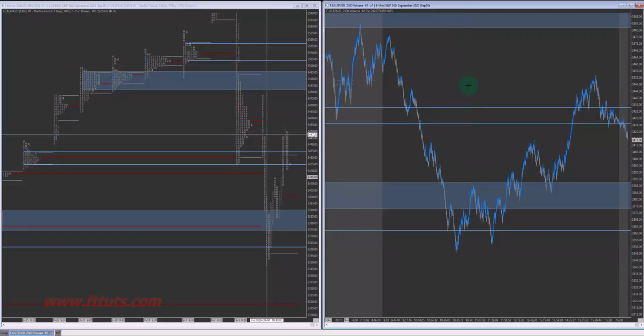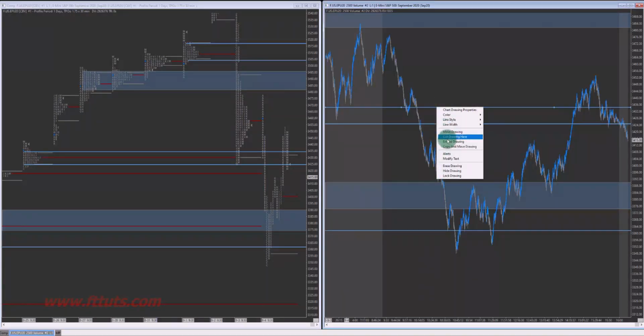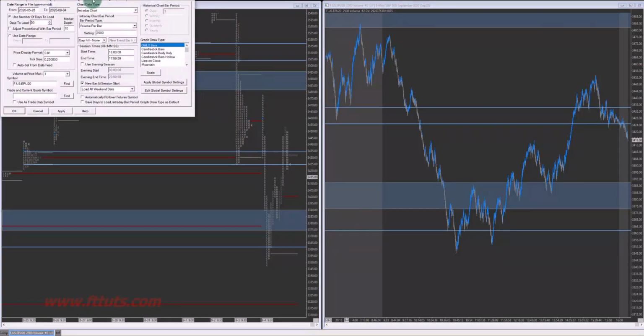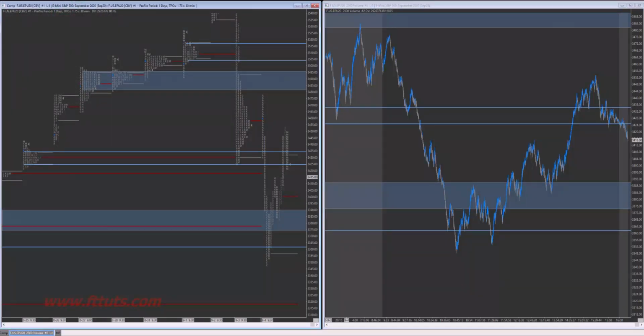All right, for you new Sierra Chart users, you know these drawings that we've made from our composite chart? Notice how we can select them and edit them and delete them and do all kinds of things over here. So what's really important, I think, is to go into your chart settings, Advanced Settings 3, and uncheck allow modification of chart drawings from other charts.